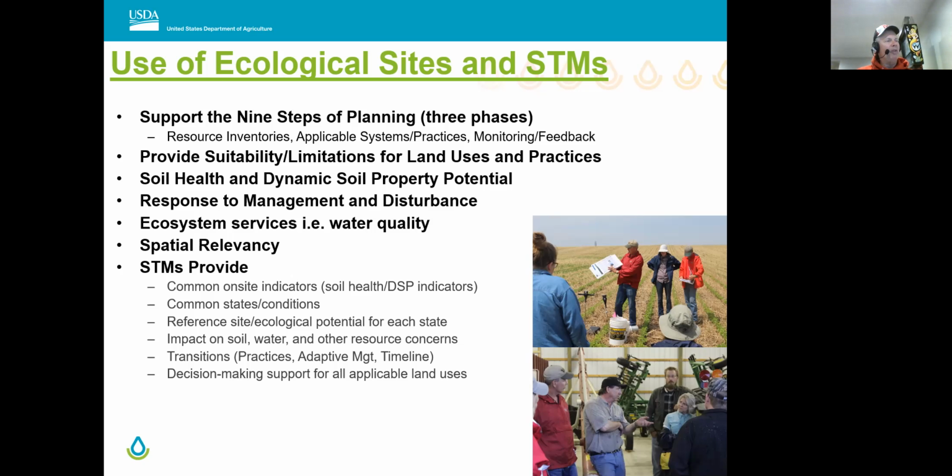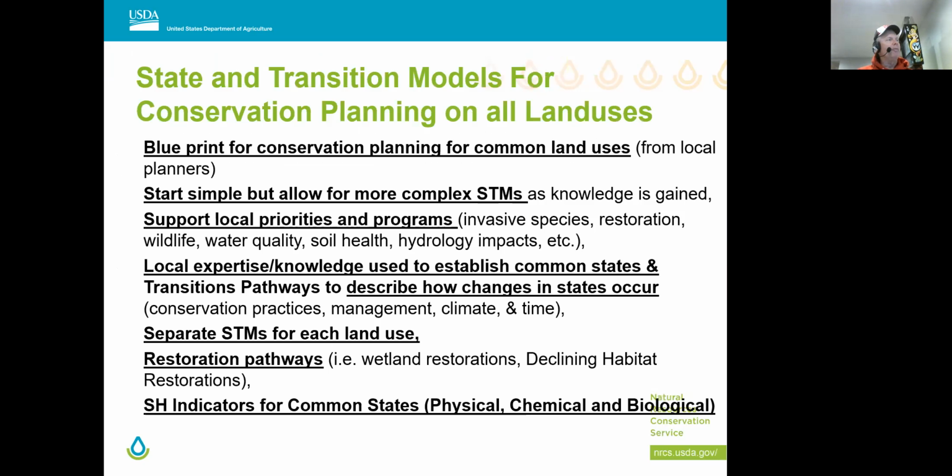How far can we push the needle on improving soil function? There are impacts on those resource concerns, both on and off site, for example, soil and water resource concerns. Transitions: how do we move from one condition or state to another? What kind of practices, what kind of management, and what kind of timeline might we expect for the climate setting that ecological site occurs in? Also, just overall decision support for conservation planning on all applicable land uses.